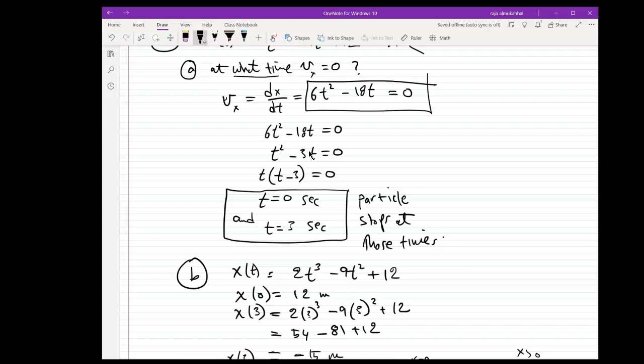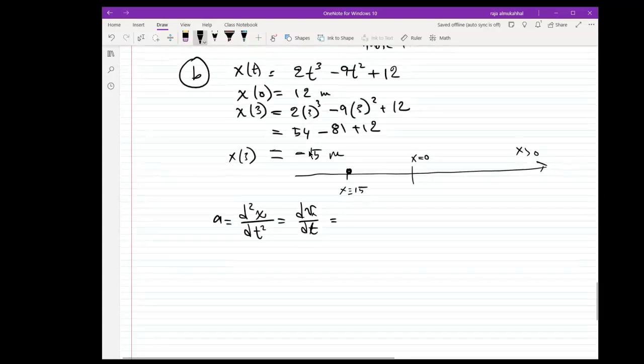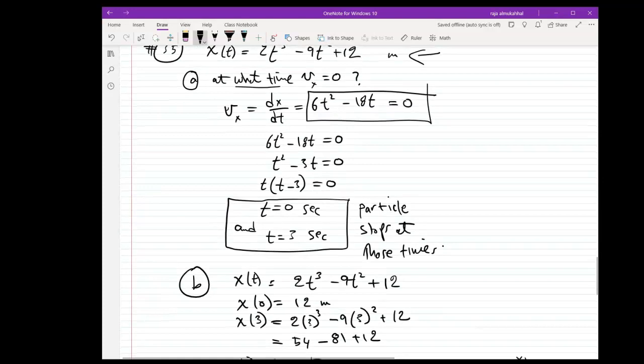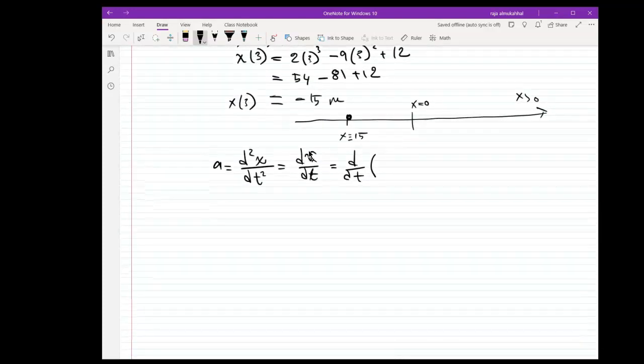Without the zeros, right here, okay? So we have 6t squared minus 18t. So that's d/dt of 6t squared minus 18t. We take the derivative of that, and that will give me 12t minus 18. That's the acceleration function as a function of time.